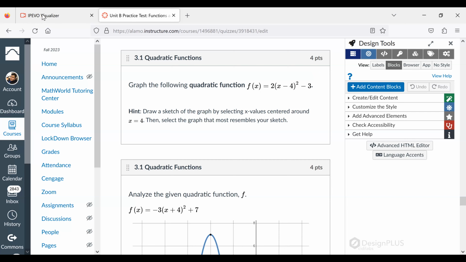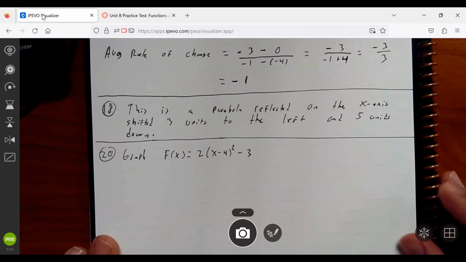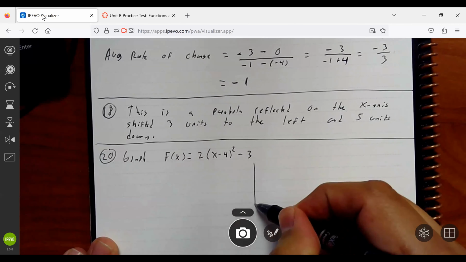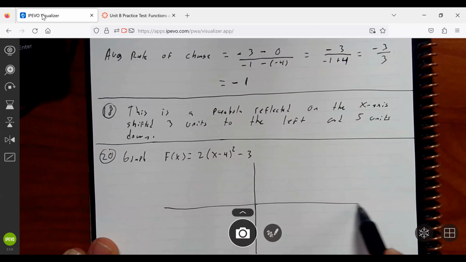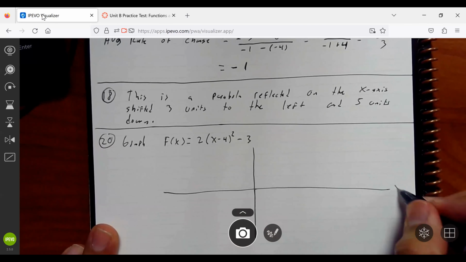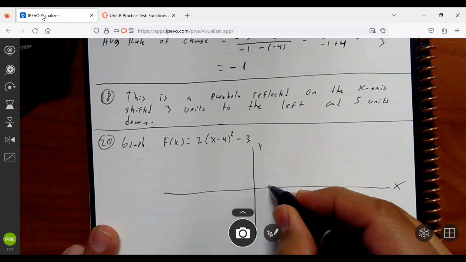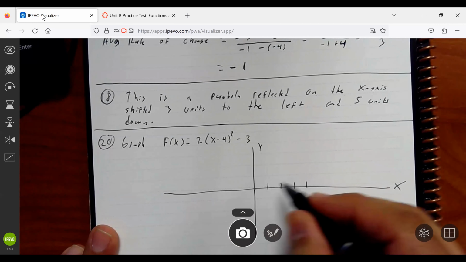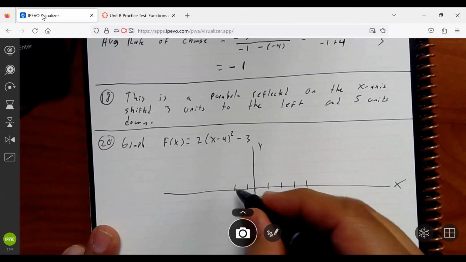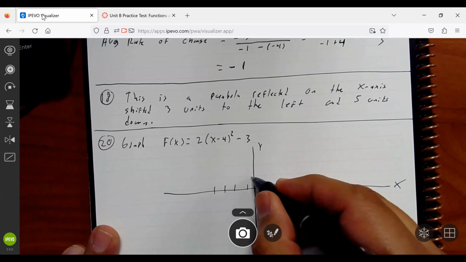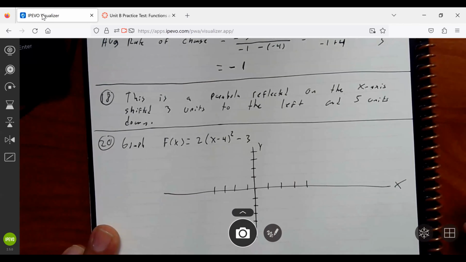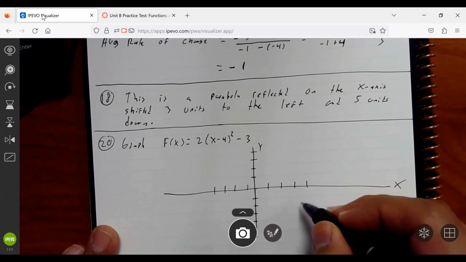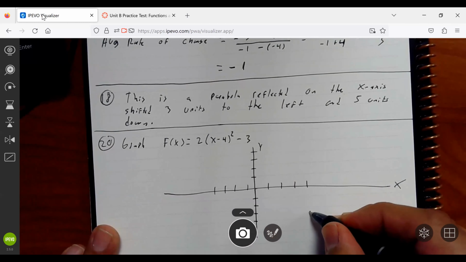Okay. So this is a quick sketch, nothing crazy. We know that this -4 and -3 are going to create the transformations. We know it's a parabola, right? This is good enough. Say 1, 2, 3, 4. So 4, -3 would be your vertex.